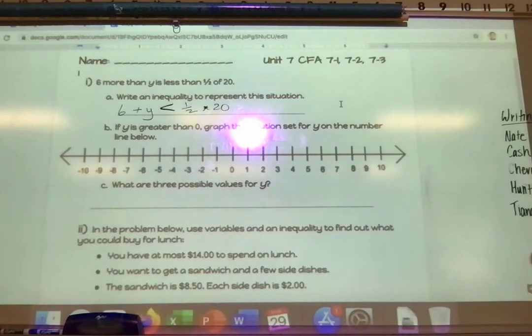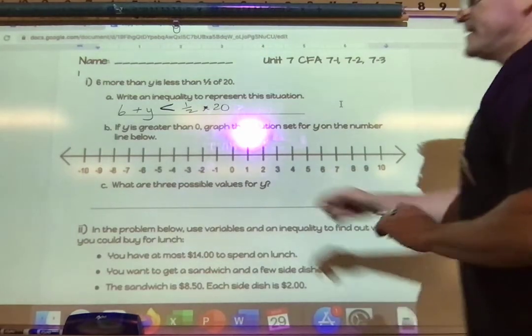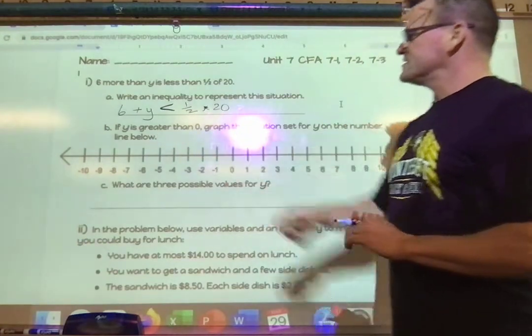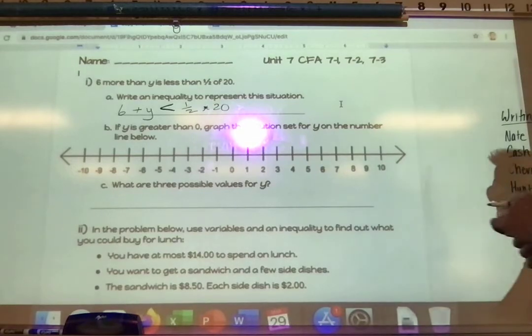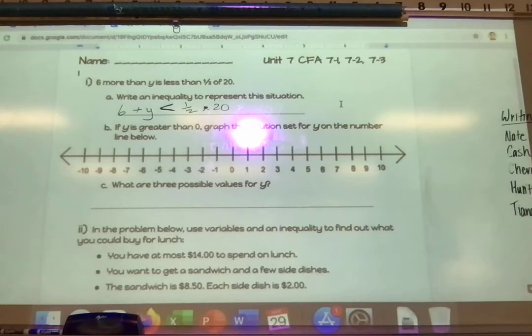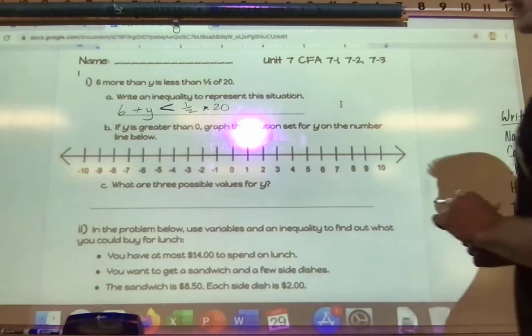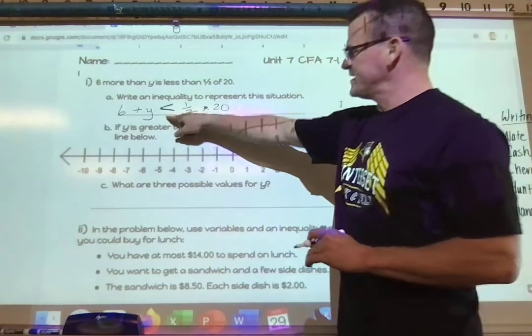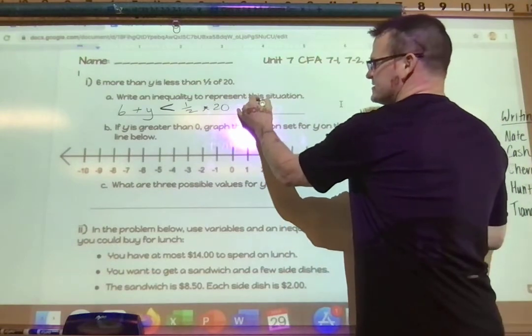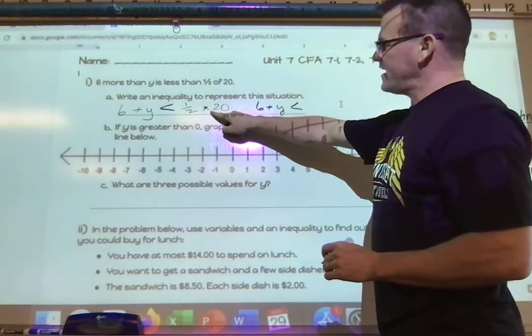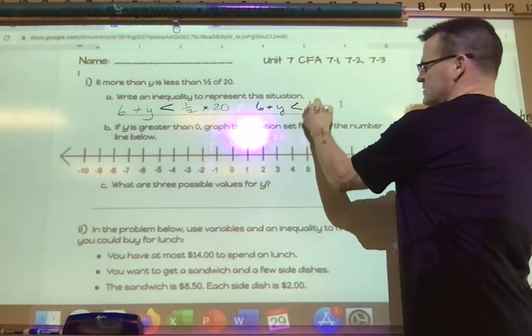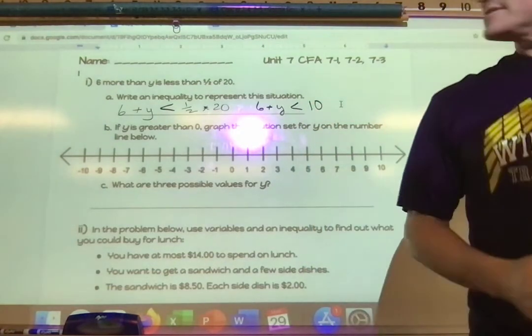All right, so there's our little more advanced inequality we've written here, and our job is, if y is greater than 0, so they put the constraint on it there for me, if y is greater than 0, graph the solution set. So graph all the answers for y on this number line below. Okay, so I'm going to simplify this a little bit to make it simpler. So I could change that to 6 plus y is less than, and I know 1/2 of 20 is 10. Okay, so that's going to make it a little simpler.